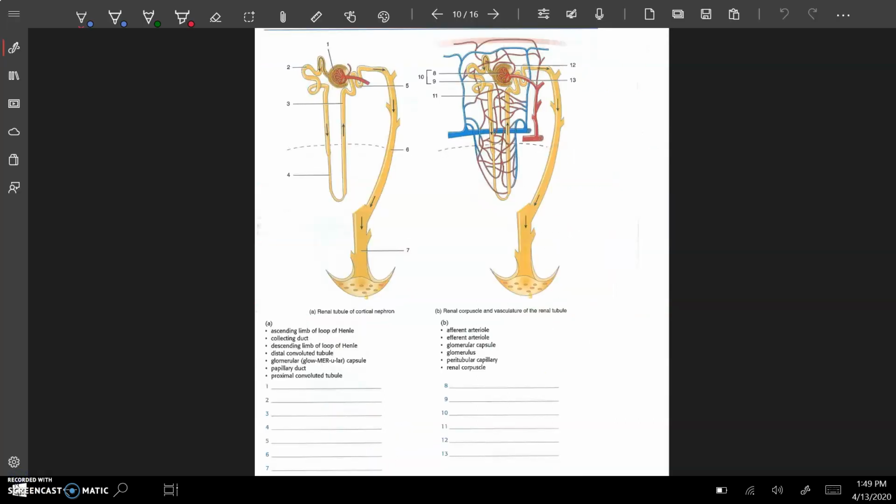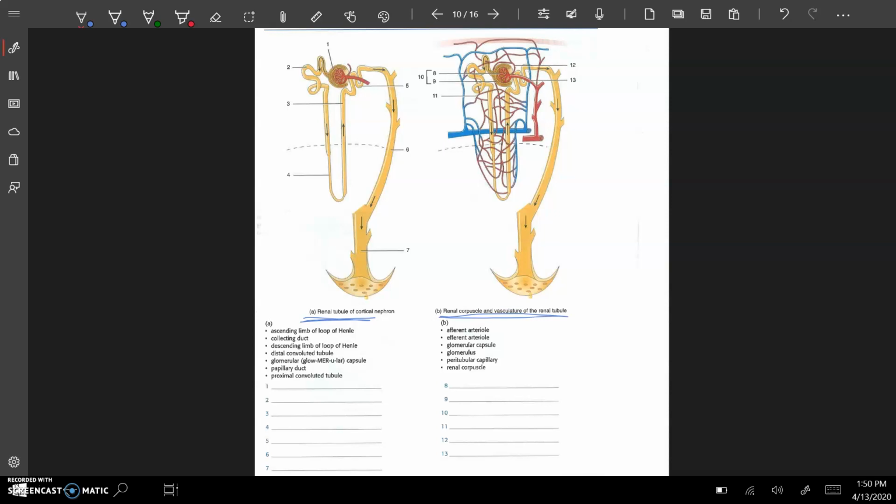Okay, so if you want to open up your exercise 36 packets to this picture that you guys should have labeled by reading the descriptions inside the packet, I have two pictures here, one on the renal tubule of cortical nephron, and then you have renal corpuscle and vasculature of the renal tubule. All right, so lots of words here, and we'll kind of get to the bottom of that.